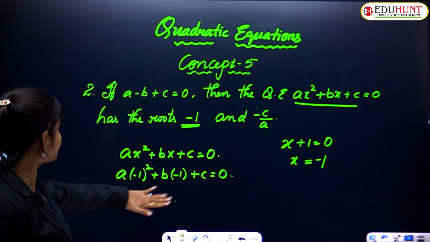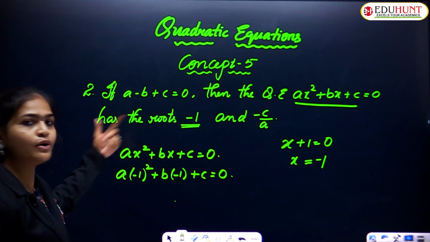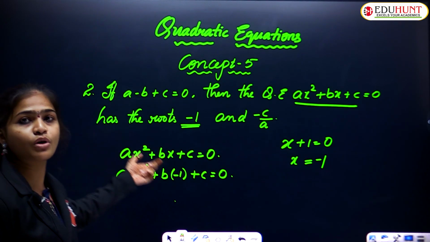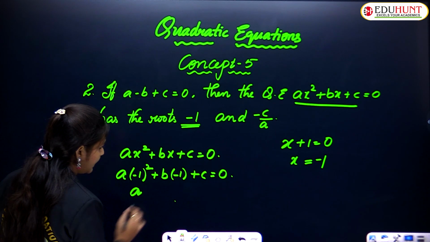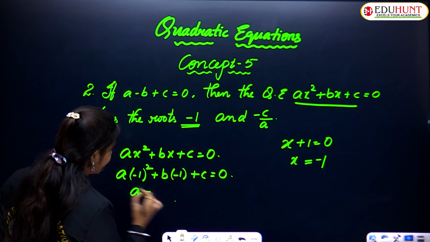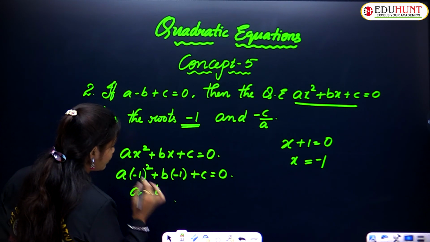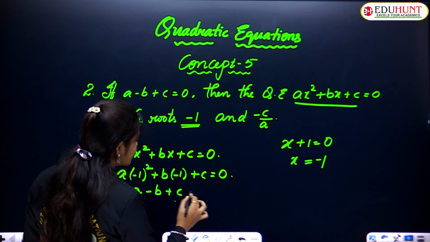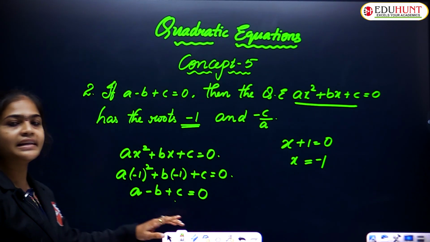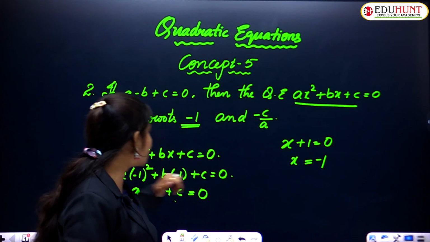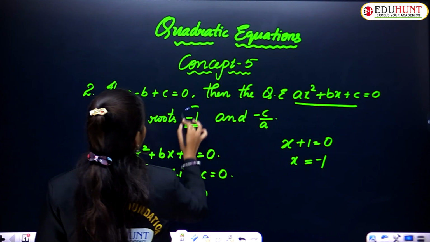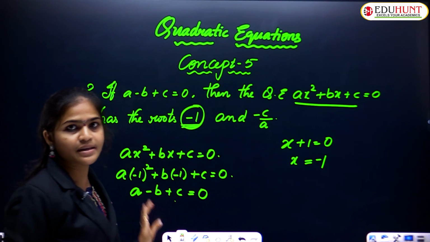Am I clear to you? So substitute this here. Minus 1 whole square is always positive, we know that, right? So 1 into a is a, and here minus into plus is minus, so b into 1 is b, and in the same way plus c is equal to 0. So here the condition is a minus b plus c is equal to 0. So when it is satisfied, if x is equal to minus 1, one of the roots is minus 1.